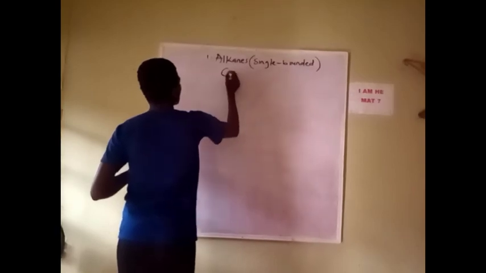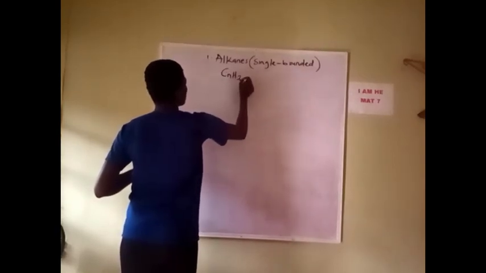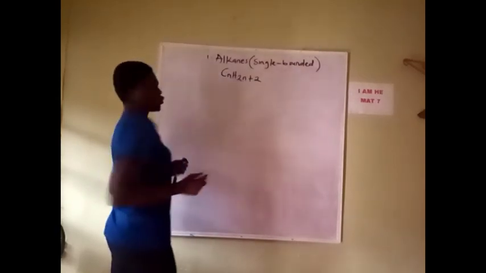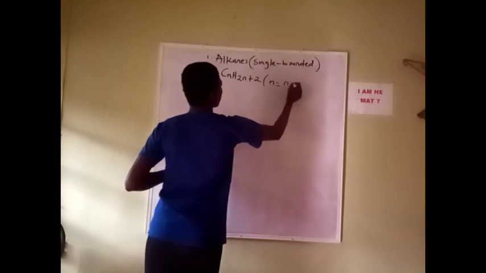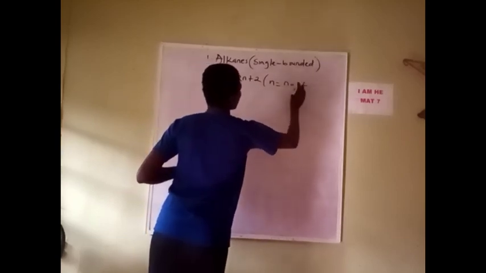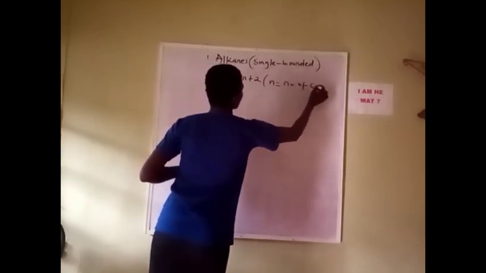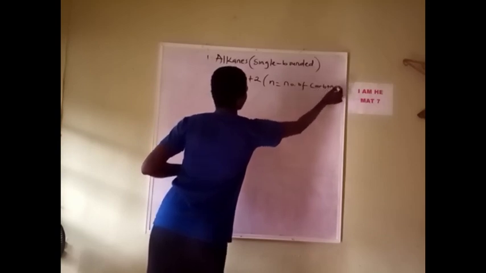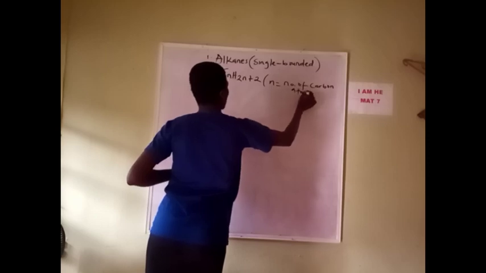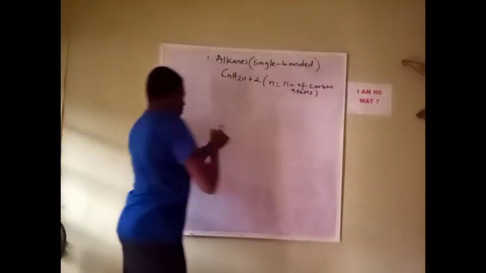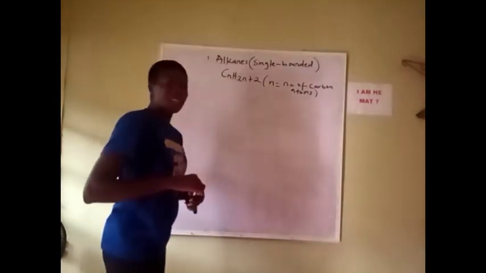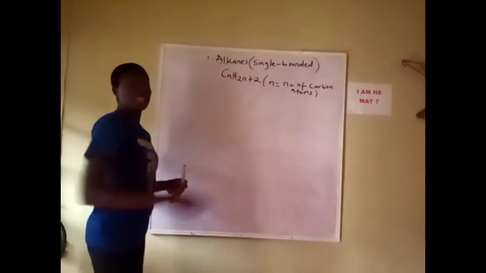First of all, if you remember too well, I said they have a general formula CnH2n+2. Do you understand? Where n means what? The number of carbon atoms, okay? And also, if you remember too well, I said there's a particular name or numbering that is special to organic chemistry.